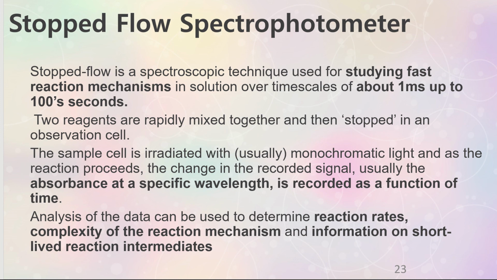It is a spectroscopic technique that is used for studying very fast reaction mechanisms, and down to 1 millisecond they can study these very fast reactions. The two reagents are mixed together and stopped in an observation cell. The sample cell is irradiated with light, and then they can get information based on the absorbance at a specific wavelength, right? So they can determine reaction rates, complexity of the reaction mechanism, and information on short-lived intermediates.